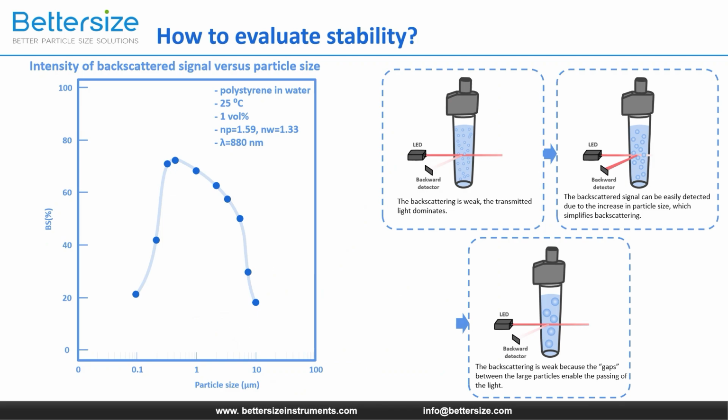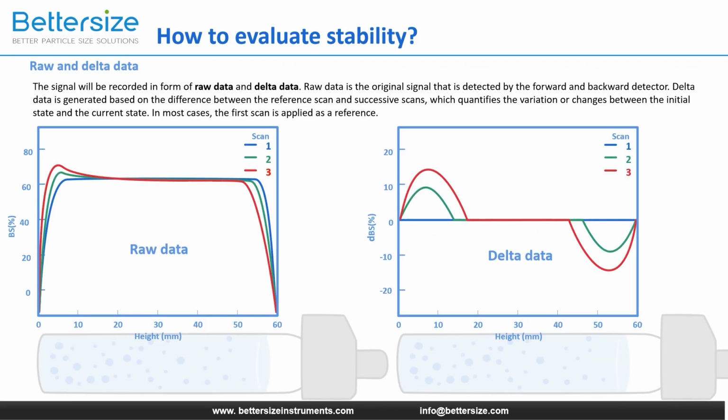In contrast to the transmit signal, the backscatter signal first increases and then decreases. It is easy to understand when the particle size is small. The backscatter signal caused by the suspended substance is hardly detected because most of the light passes through the sample. As the particle size increases, backscattering increases. Finally, the backscatter signal is hardly detected again because the number of particles decreases, as I mentioned in the last slide. In the software, the signal will be displayed in two forms, namely raw data and delta data.